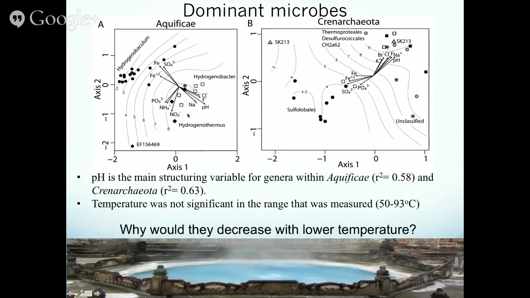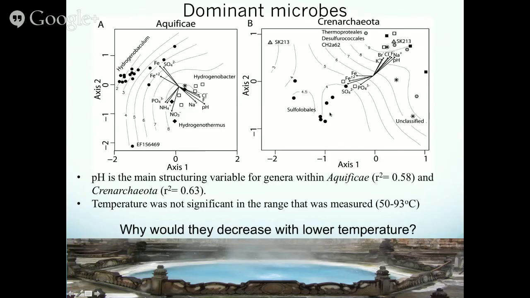We also notice there are some of these other variables, iron and sulfate, that are co-correlated with pH. But also this phosphate, ammonia, and nitrate, with Hygienobaculum found along these, which indicates that they can handle a variety of concentrations of these particular elements.